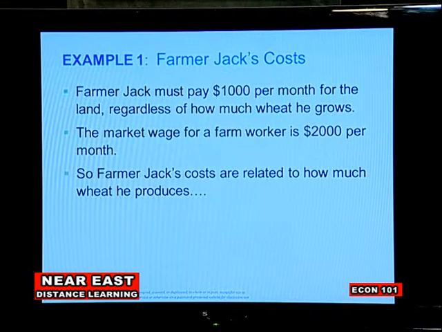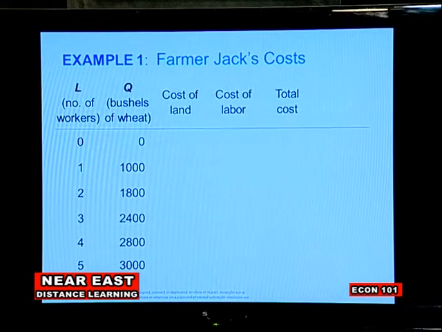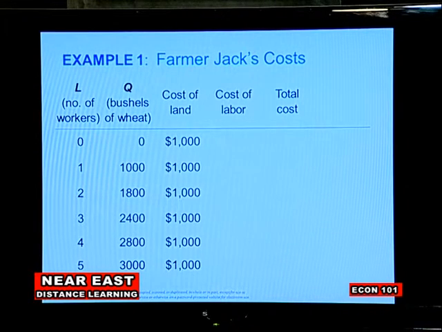Example 1. This is Farmer Jack's cost. He pays $1,000 per month for the land, regardless of how much wheat he grows. And the market wage for a farm worker is $2,000 per month. So Farmer Jack's costs are related to how much wheat he produces. Here, labor is the input and quantity produced is the output.